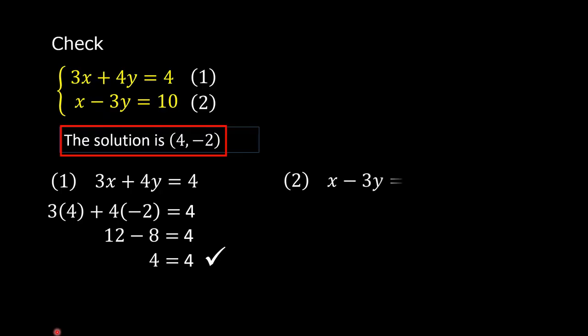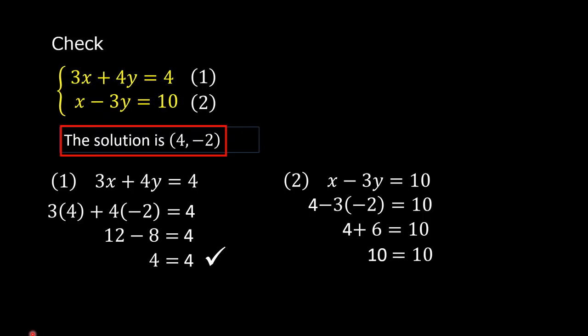Let us go to equation 2. Equation 2 is x minus 3y is equal to 10. We substitute 4 for x and negative 2 for y. This is now equal to 4 minus 3 times negative 2 is equal to 10. We have now 4 plus 6 is equal to 10. 4 plus 6 is 10, so 10 is equal to 10. This is a true numerical statement.